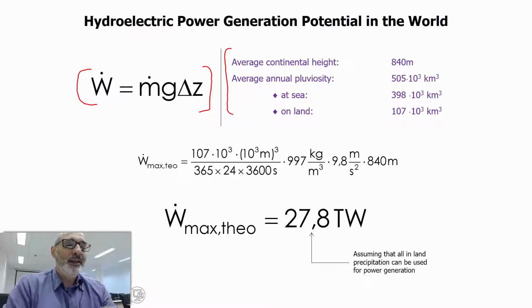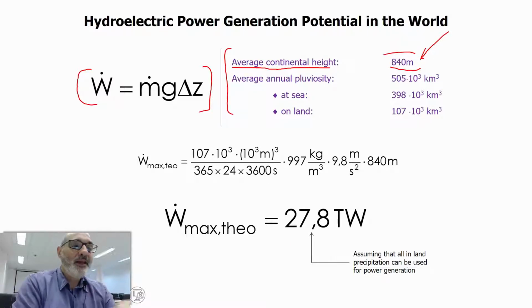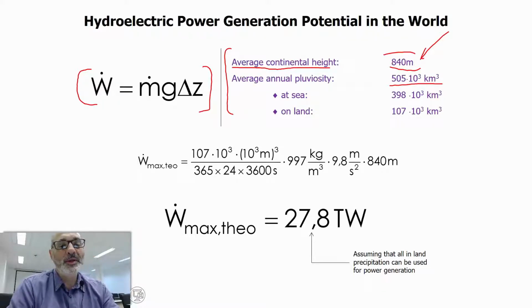From very easy to obtain numbers. The average continental height, this is very easy to obtain, is 840 meters, and that includes the Everest and so on. So let's be conservative. Let's say that the average height is 840 meters. The average rainfall in the world, that's another simple number to obtain, is 500,000 cubic kilometers. That's the average amount of rain that we get every year, and part of this at sea and part on land.